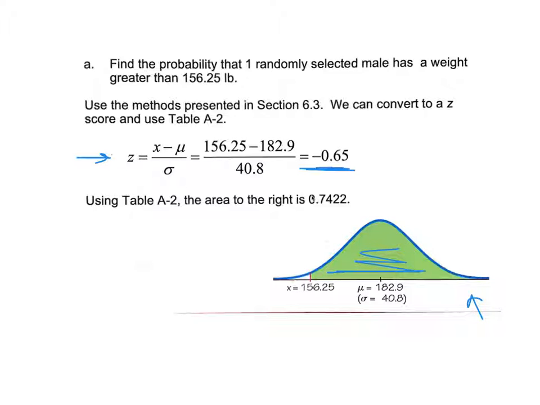Now, of course, in your calculator or your technology on StatCrunch, you could punch in your x, your mean, and your standard deviation, and it's just going to tell you this. It's going to tell you 0.7422. So basically 74% of males' weights are greater than 156.25, that's most of them. That's definitely a majority.